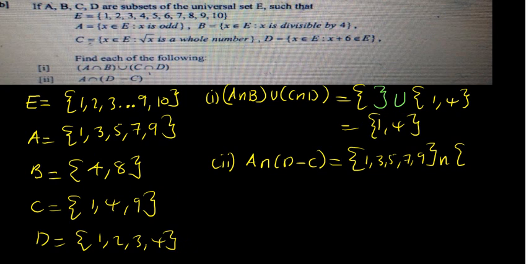Let's go on. What can you see in the set D but is not in the set C? 2 and 3. Yes, that's 2 and 3. Just that. And then now we take the intersection of these two sets. So what is common in these two sets? It's only a 3. So that's the answer.